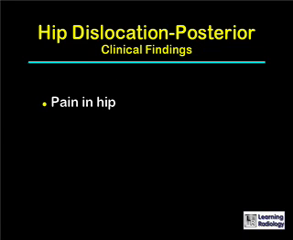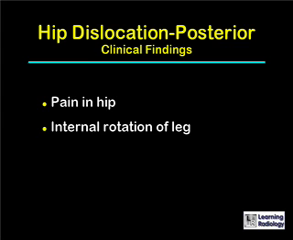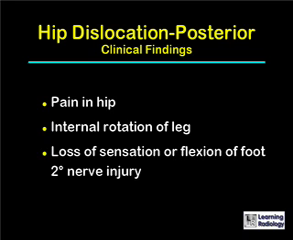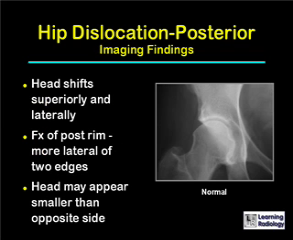femoral head. Clinically, individuals with posterior hip dislocations will have pain in the hip, the leg will frequently be internally rotated, and there may be a loss of sensation or ability to flex the foot secondary to nerve injury. The imaging findings: the head will shift usually superiorly and laterally to the normal position.